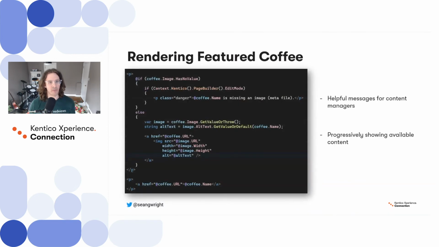So we have these helpful error messages that show, hey, something's missing. And the content manager will see that if they're viewing the page in the page builder, and they can either take that problem to a developer or they might be able to resolve that themselves. And then we progressively show content when it's available, which means we don't fail rendering the entire thing if something's not there. Instead, we show what we can. We get to decide, when we have this additional information about the missing data or the optional data, how we want to present that information.